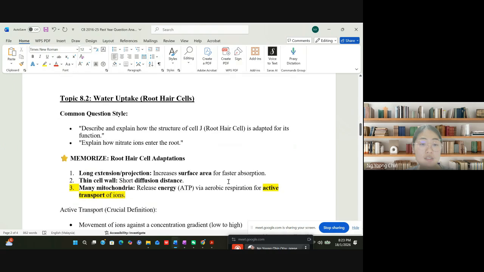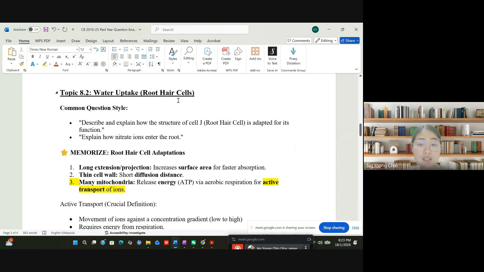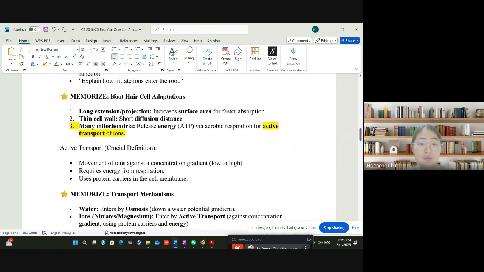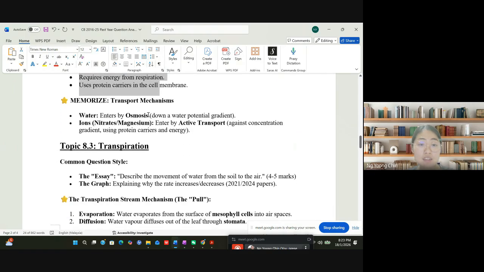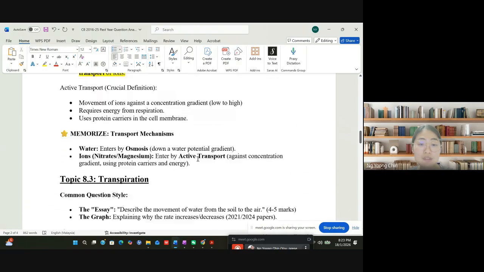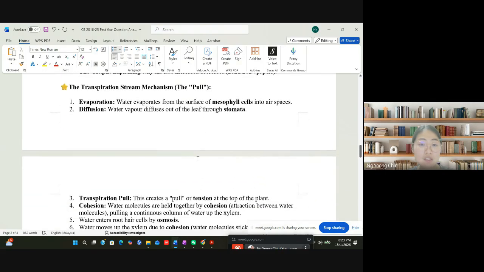Yeah. And then for the water uptake by the root hair cell, this is their adaptations. Yeah, they are very long, increased surface area, thin cell wall, a lot of mitochondria. And then active transport, okay, you should know the point. And then transport mechanism, right? Referring to how plants take up the water and ions, okay.